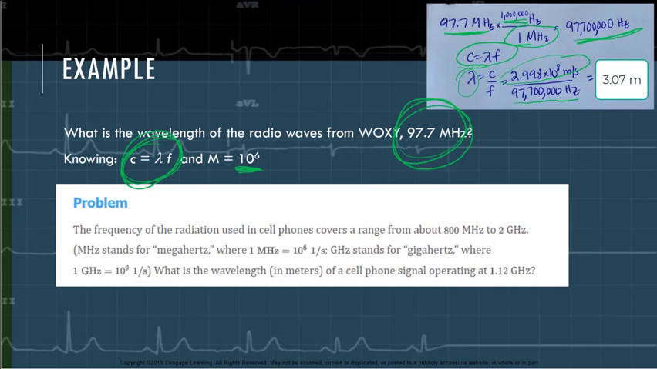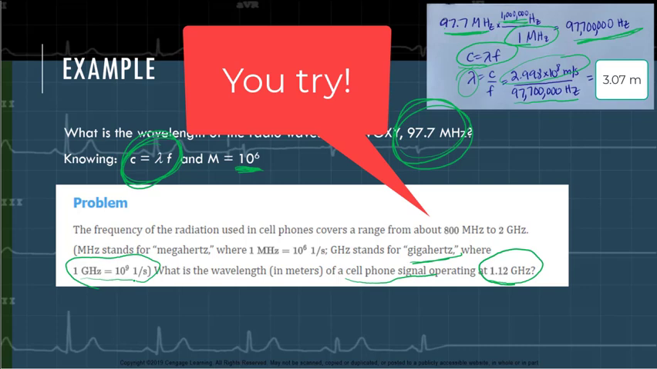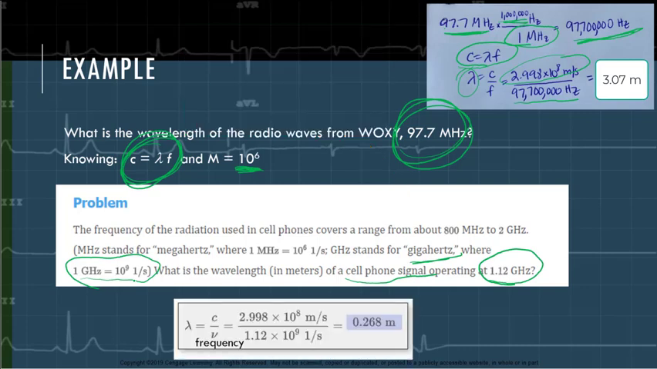Let's look at the second problem. We're told that we need to find the wavelength of a cell phone signal that is operating at 1.12 gigahertz, knowing that giga stands for 1 times 10 to the 9th hertz. Let's see how you did it. The wavelength is again equal to speed divided by frequency. So 2.998 times 10 to the 8th meters per second divided by 1.12 times 10 to the 9th hertz. Hertz can also be described as 1 over seconds. That gives us 0.268 meters.